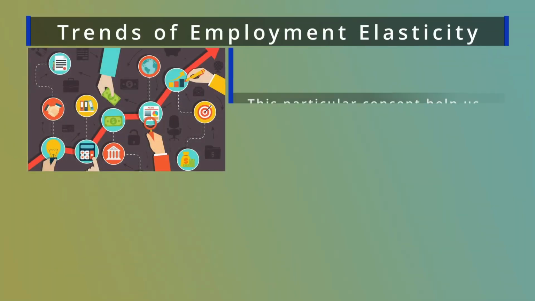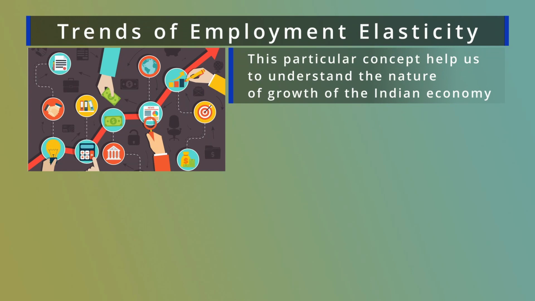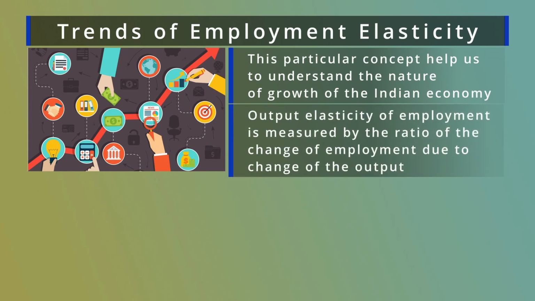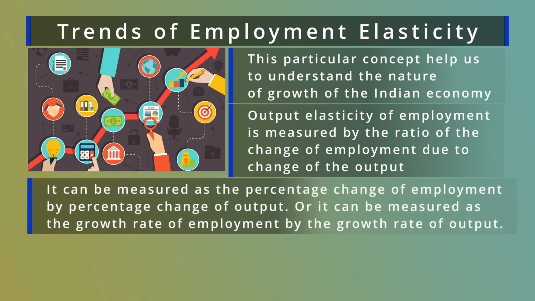Section 6 deals with the output elasticity of employment, and this particular concept helps us to understand the nature of growth of the Indian economy. This output elasticity of employment is measured by the ratio of the change of employment due to change of the output. Specifically, it can be measured as the percentage change of employment by percentage change of output, or as the growth rate of employment by the growth rate of output.